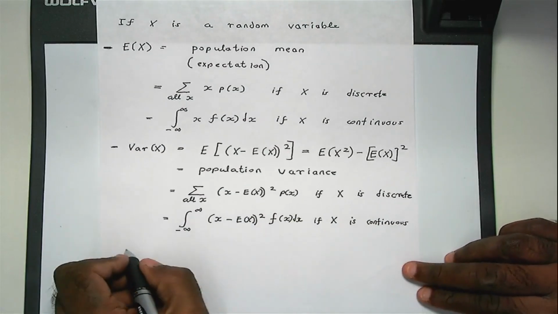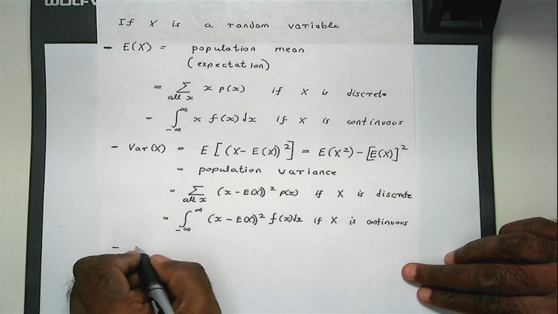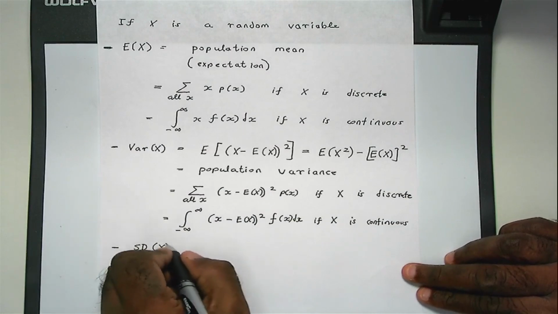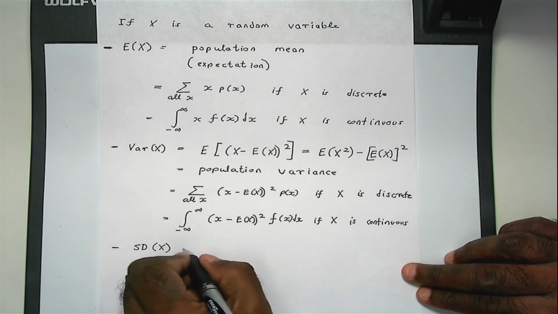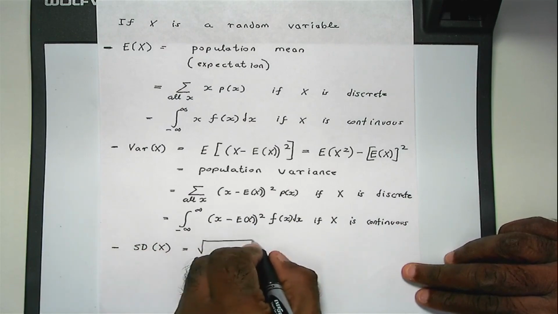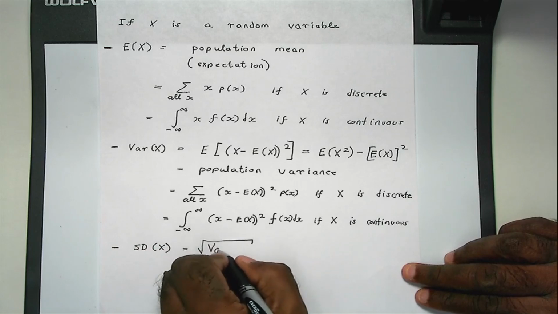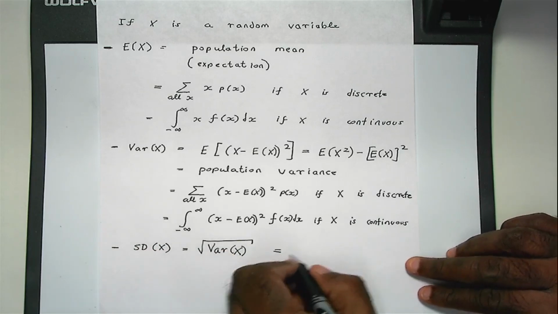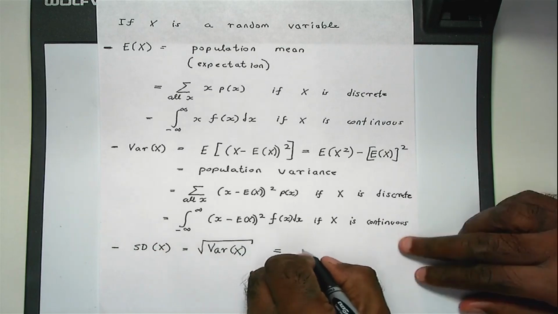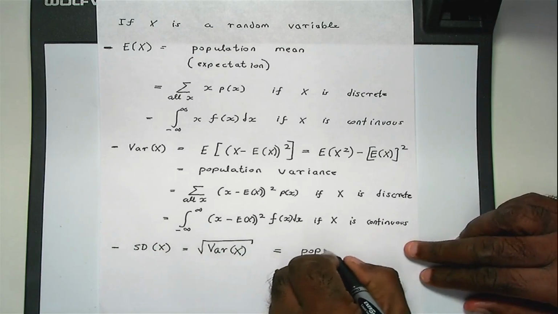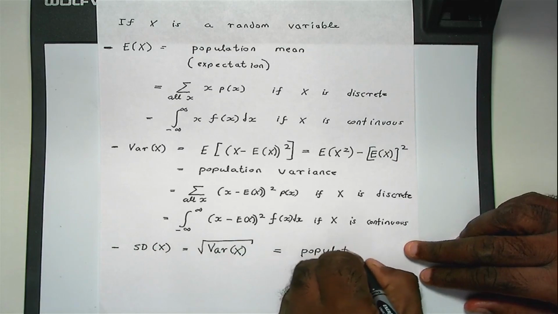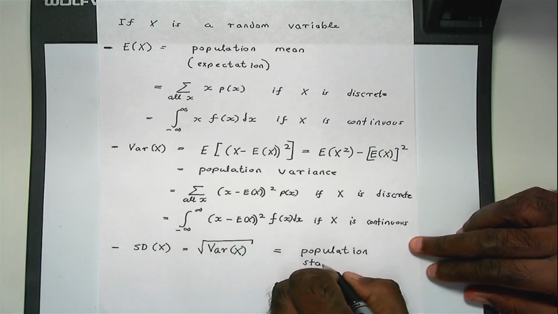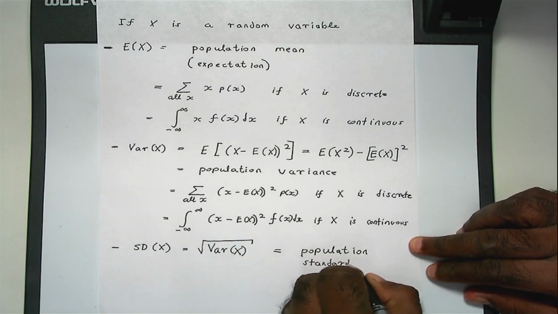The next thing I would like you to know is SD. SD stands for standard deviation, and is defined as the positive square root of the variance of X. And in words, it's known as the population standard deviation.